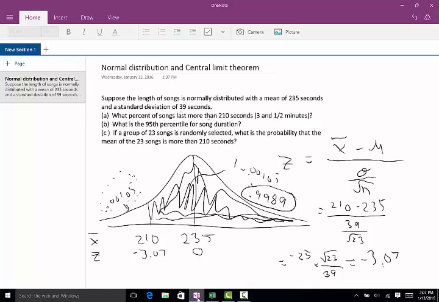Very, very small chance of that happening just at random. Therefore, there must be something special. It must be because I took all songs coming from July. And we would say that that's a statistically significant difference. So that's how we're going to use this to do statistical analysis and to do research experiments. Use the statistics that come from the central limit theorem. That's all, folks.